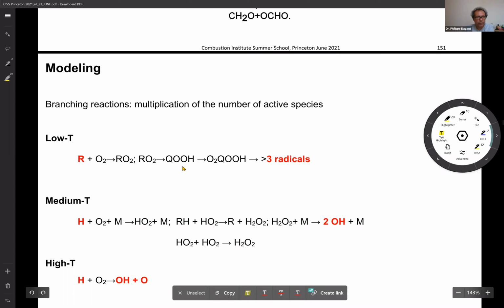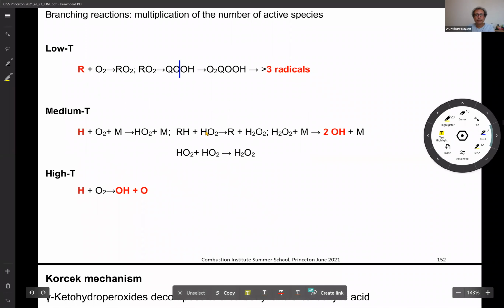At this stage, we can also have a formation of an OH radical by decomposition. At medium temperature, the reaction of H plus O2 giving HO2 is important. And then you consume a very reactive species to form a much less reactive species. But these less reactive species can still react with the fuel, for example, to form H2O2.